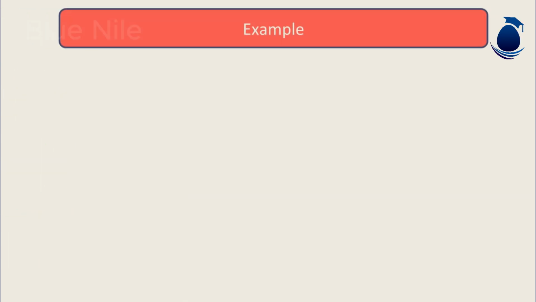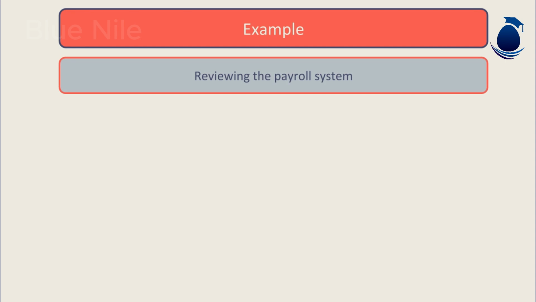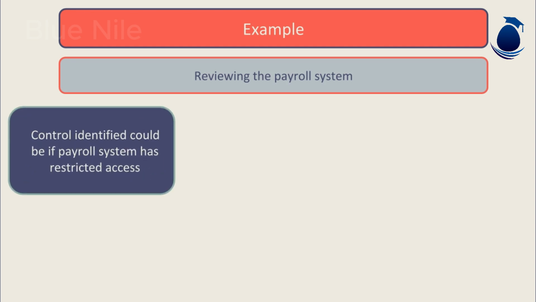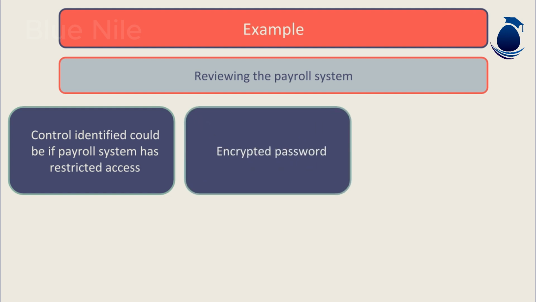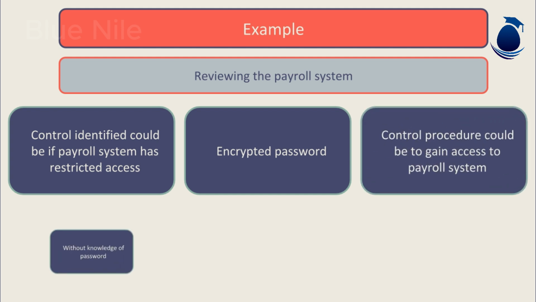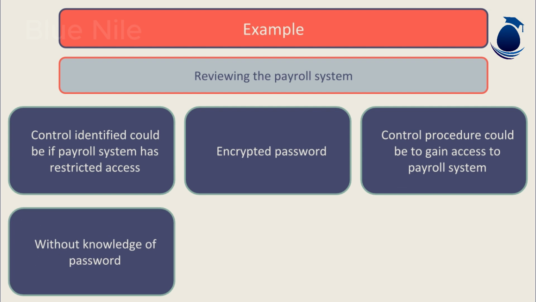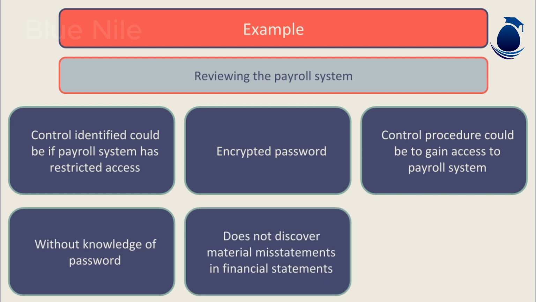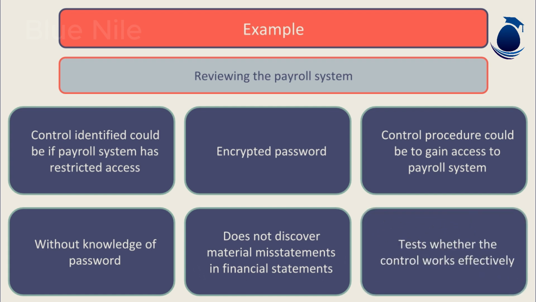An example would be when an auditor is reviewing the payroll system. A control identified could be if the payroll system has restricted access with the use of an encrypted password. A control procedure could be, with permission from the client, to try to gain access to the payroll system without knowledge of the password. This procedure would not discover a material misstatement in the financial statements, but it does test whether the control the client has told you about works effectively.